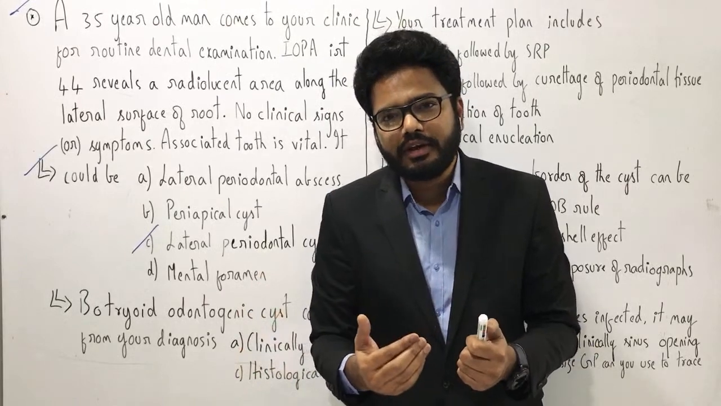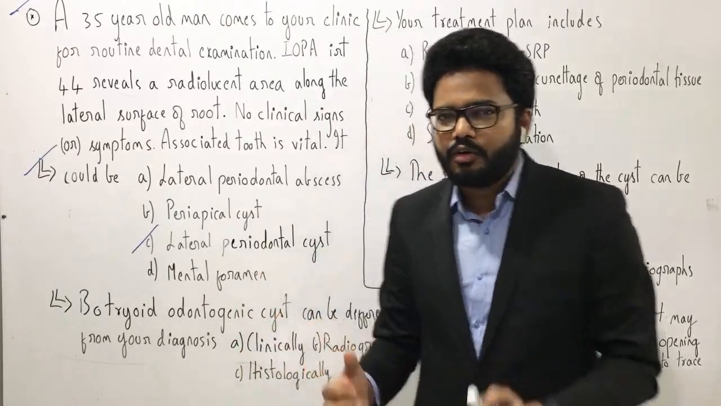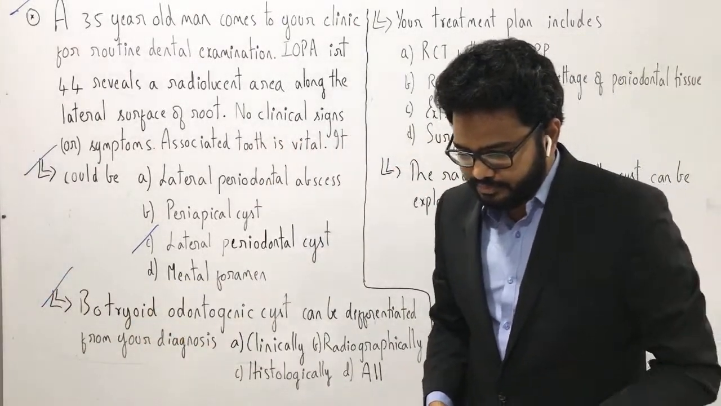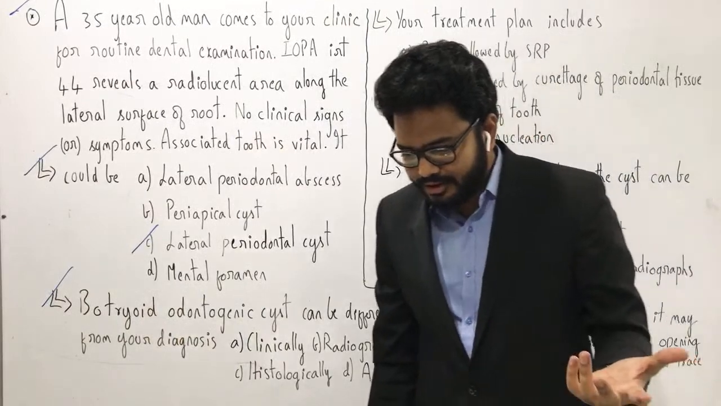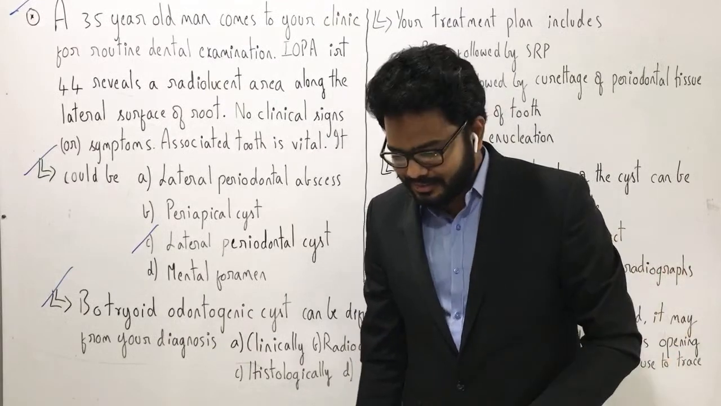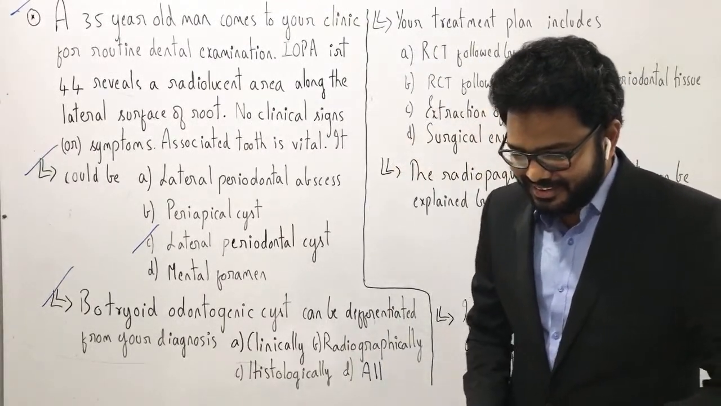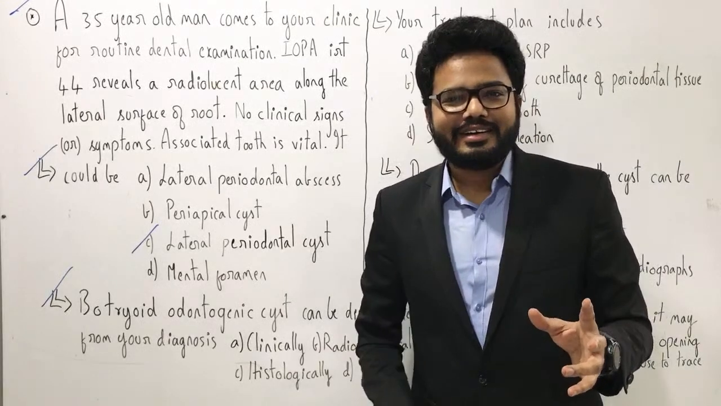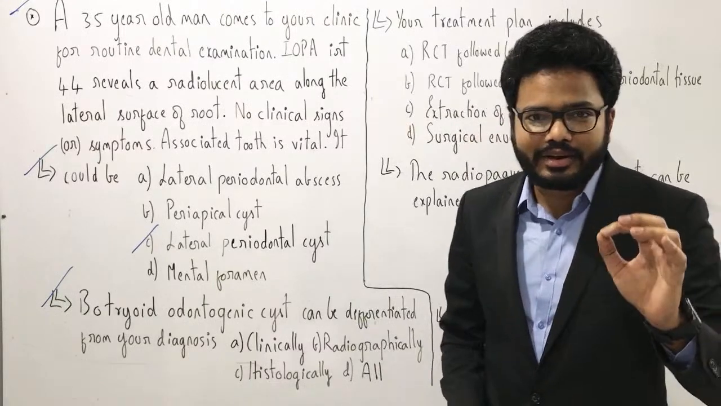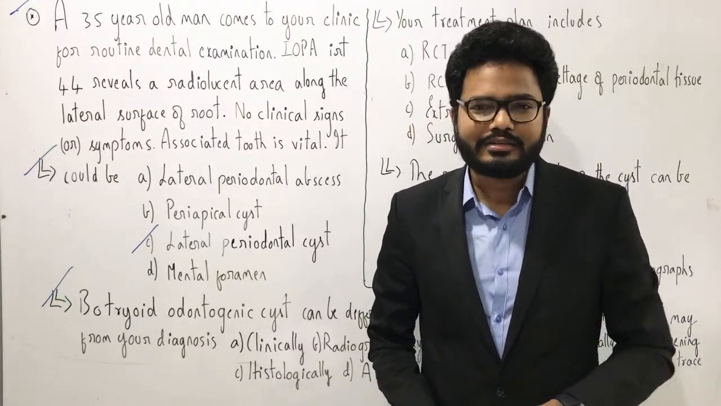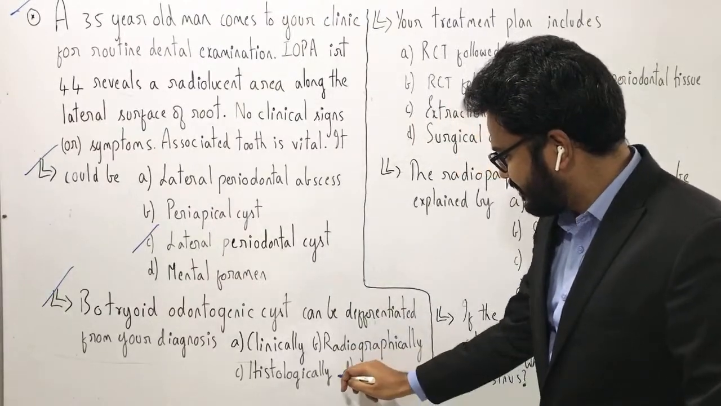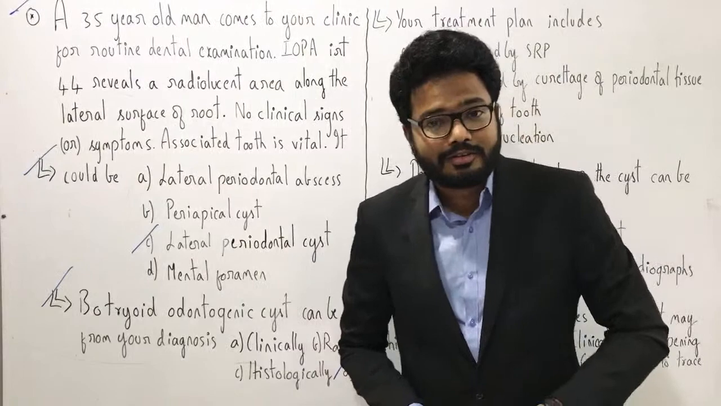So how would you differentiate lateral periodontal cyst from botryoid odontogenic cyst? Purvi says histologically, Neha says radiographically. And if one of you says clinically, then that completes the answer. Okay, well tried. So it's not just radiographically. Botryoid odontogenic cyst can be differentiated from lateral periodontal cyst histologically as well as clinically.